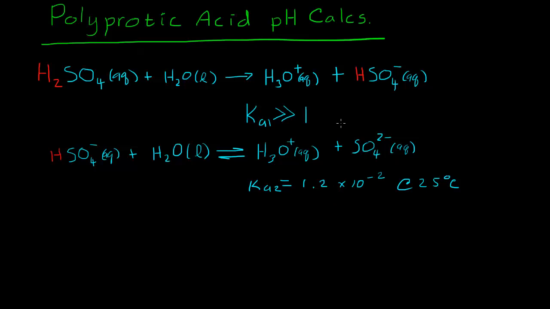By the way, I should mention that it's easy to look up Ka values in tables. Most chemistry textbooks have a table of a whole bunch of different acids and their various Ka values in the back of the book. You can also find them online all over the place.